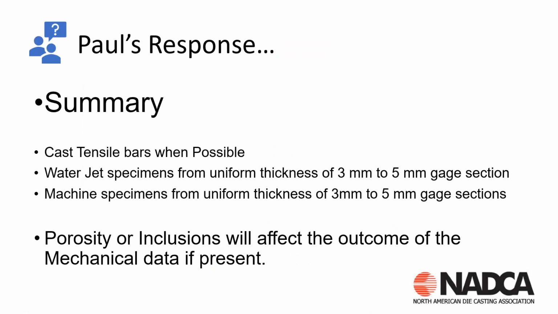And then you need to be aware that if you have a large range, you're testing 10 samples and your 10 samples are moving all over, start looking at porosity or inclusions, because they're going to definitely affect the outcome of the mechanical data if they're present in your specimens. So the quality of the die casting is important to make sure you've got very little porosity and very little or no inclusions. Any inclusions are going to affect the mechanicals.